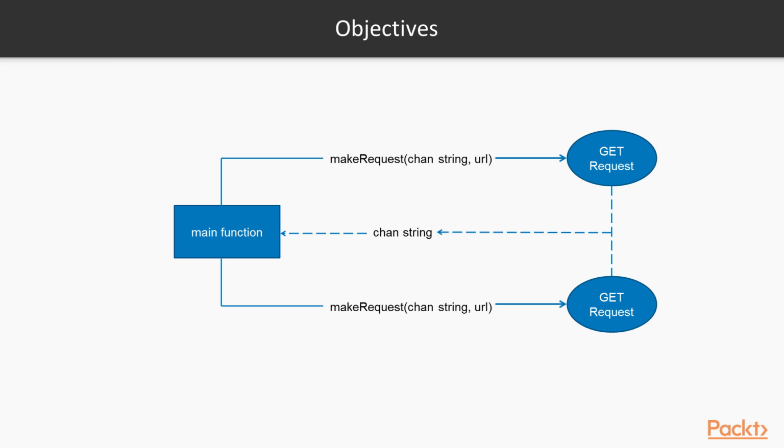In the diagram, the solid three lines represent calls, and the dashed lines represent channels. The balloons are Go routines. So we have two Go routines launched by the main function, which could also be considered a Go routine. These two functions will communicate back to the main function by using a common channel that they've received when they were created on the make request calls.